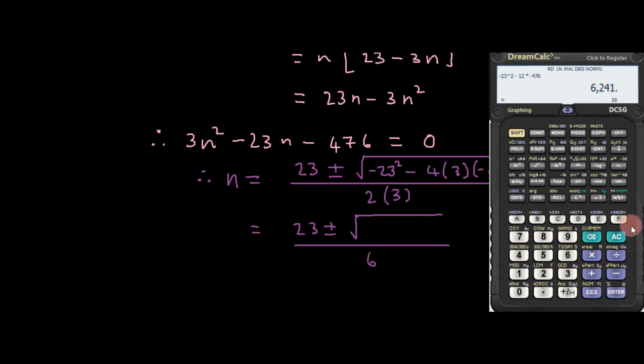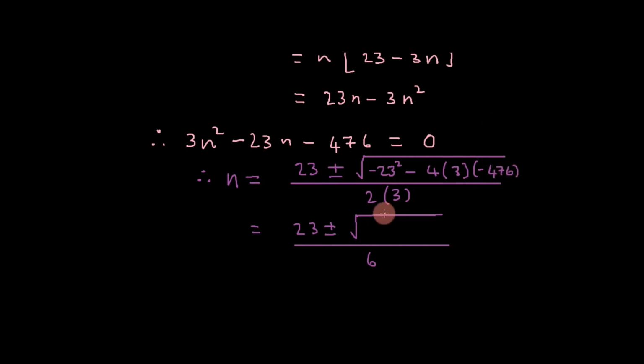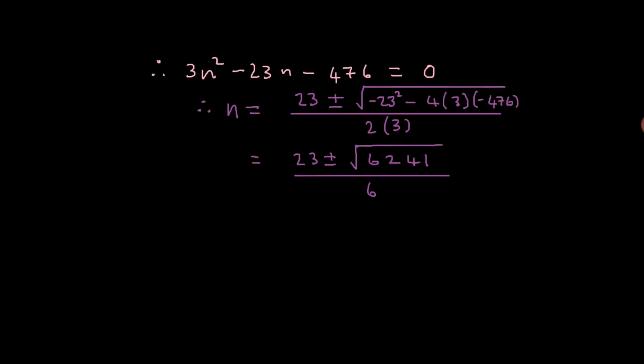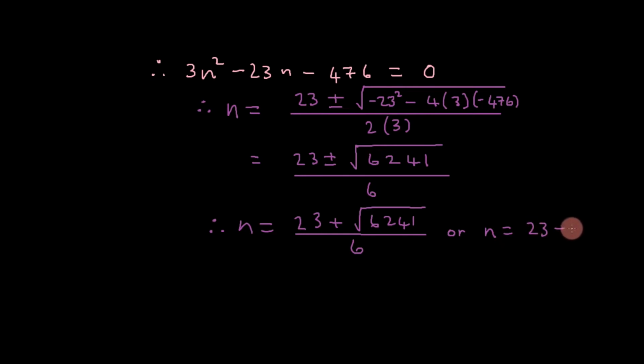And it's 6241 under the square root. So then n will equal 23 plus the square root of 6241 all over 6, or n will equal 23 minus the square root of 6241 all over 6.